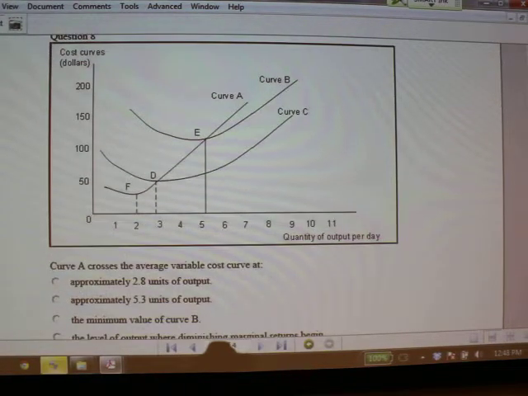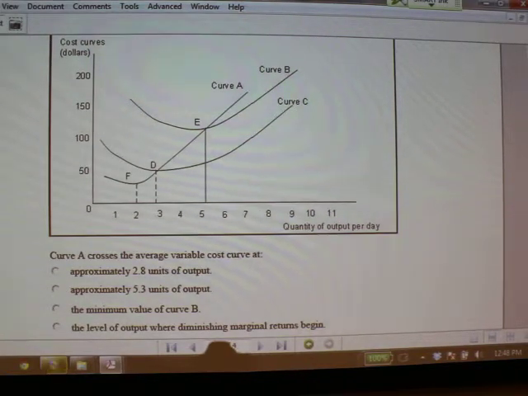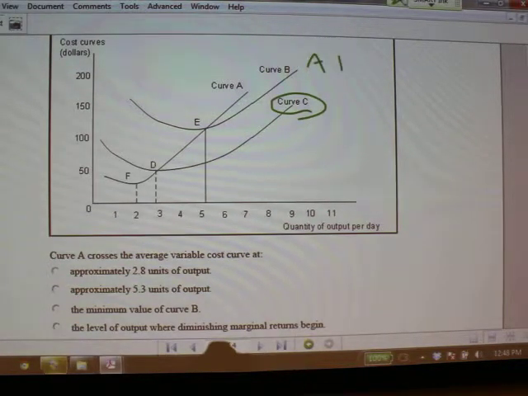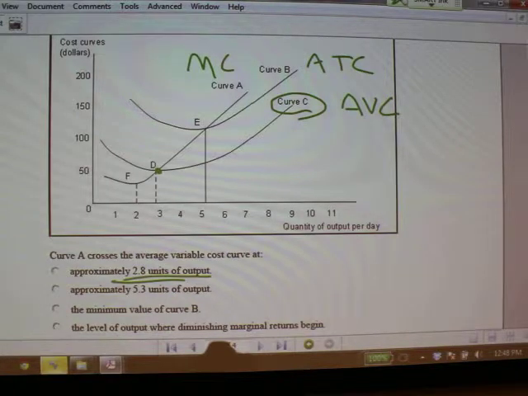Okay, question 8. Curve A crosses the average variable cost curve at, well, first of all, which one is the average variable cost curve? It's C. B is the average total cost curve. And you know that this is the average variable cost curve because it's lower. And so curve A, by the way, is the marginal cost curve. And it crosses the average variable cost curve here. So which of these is correct? Approximately 2.8 units of output? Yeah, that seems like it's correct.